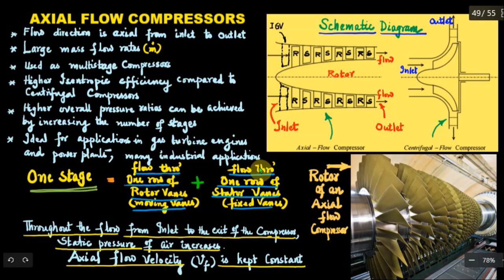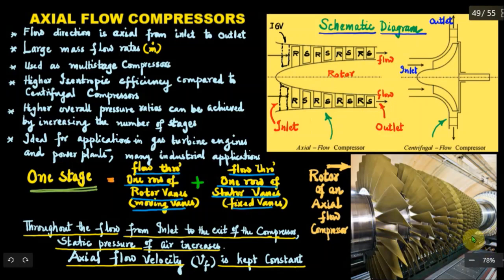industrial applications as well. Now please consider this image of the rotor of an axial flow compressor. As you can see, you have different rows of identical vanes mounted in series on a single rotor. And this diagram is a schematic 2D representation of the same thing. But here only the rotor with vanes has been shown.